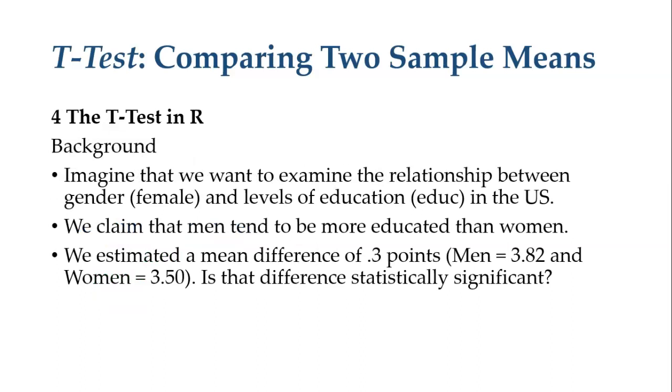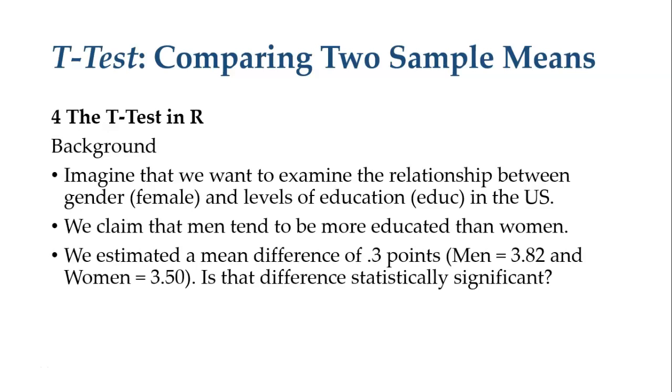So imagine that we want to examine the relationship between gender and levels of education in the United States. So we're going to use levels of education as if it were an interval variable, or in other words, a numeric variable. This variable actually goes from 1 to 6. So there's a chance that we can use it as an interval variable and it's fine.